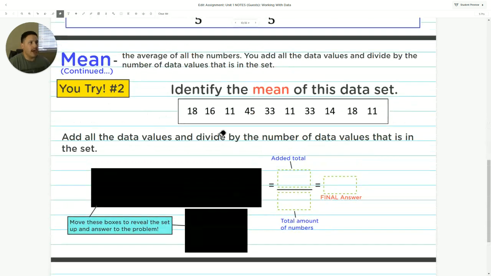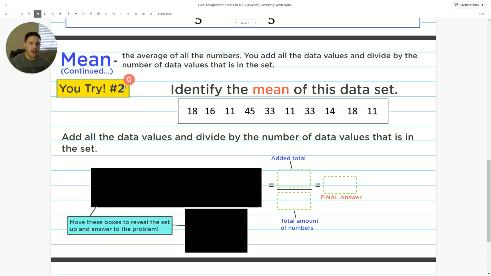Okay, you try number 2. We're going to identify the mean of this data set. So again, we're not worried about whether they're in order or not. All you got to do is take these values, add them all up, and divide it by the amount of numbers that are in this data set. You have some blanks right here. Add a total, you're going to put that at the top, divided by the total amount of numbers at the bottom, and then get your final answer. Move these boxes to see if you're doing these correctly, if you are on ClassKick.